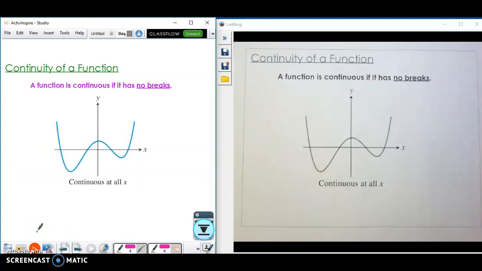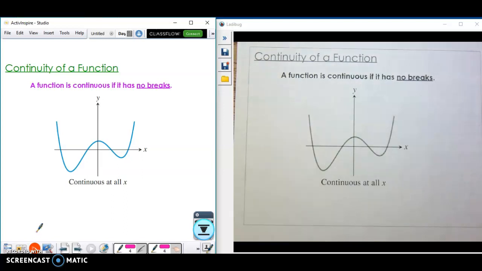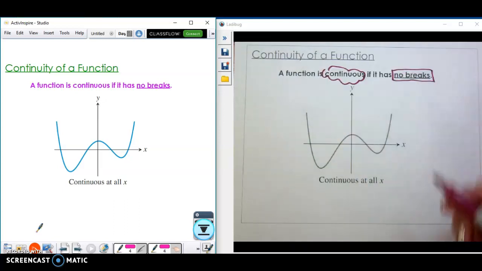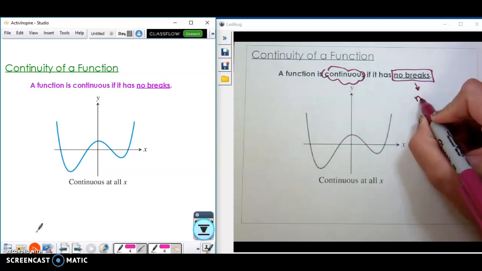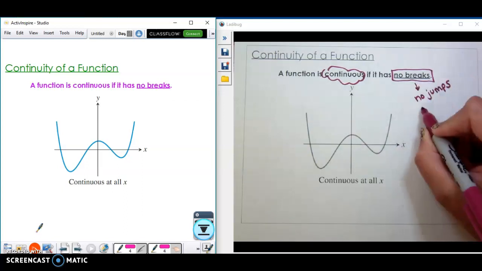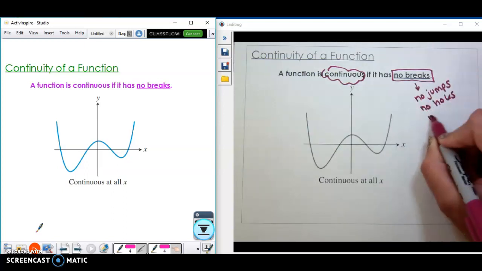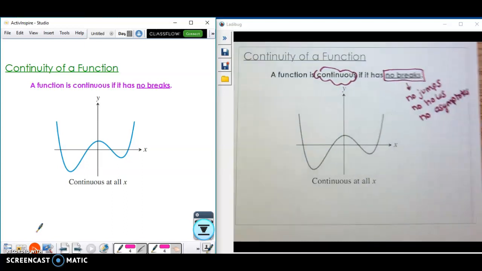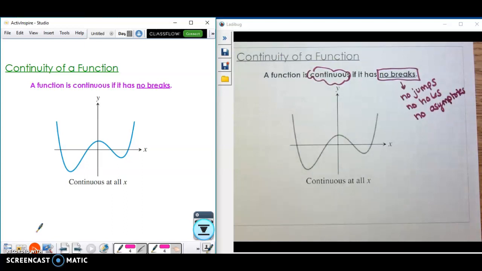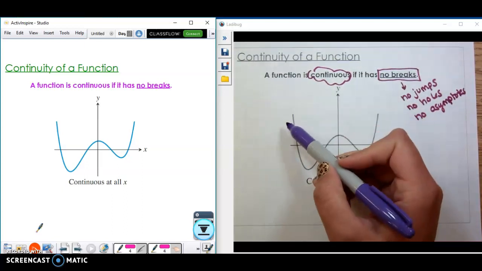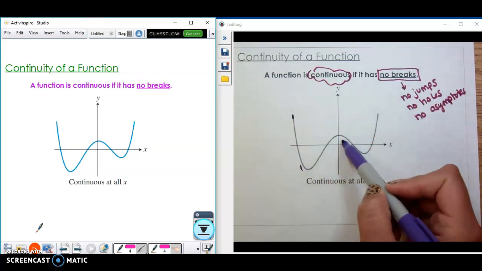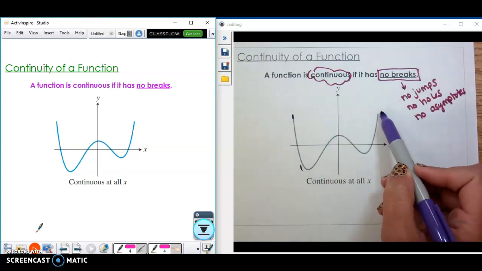Okay, so next we're going to talk about if graphs are continuous or not. Continuity of a function is another way to say if it's continuous or not. A function is going to be considered continuous if it has no breaks. The types of breaks we're going to see: it can't have any jumps, no holes, and no asymptotes. In order to tell if something's continuous, you should be able to take your pen and always go from left to right like you're reading a book, and go over the graph and never have to pick up your pen or pencil to get to the other side.